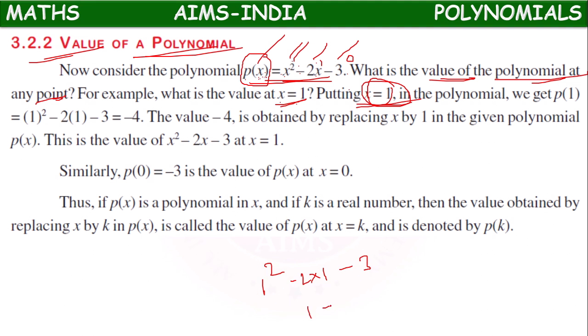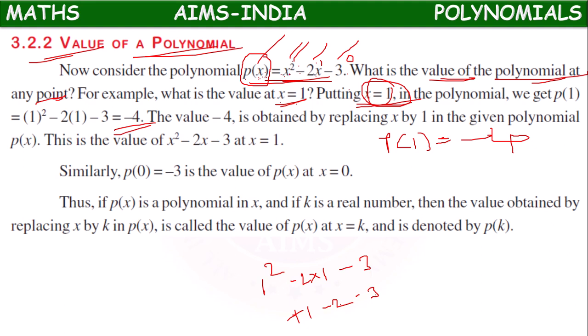1 square means 1, 2 into 1 is 2, minus 3. So 1 minus 2 minus 3 is minus 2 minus 3, which is minus 4. So at x equal to 1, the value of p of x is minus 4. So p of 1 equals minus 4. Like that we can represent it.